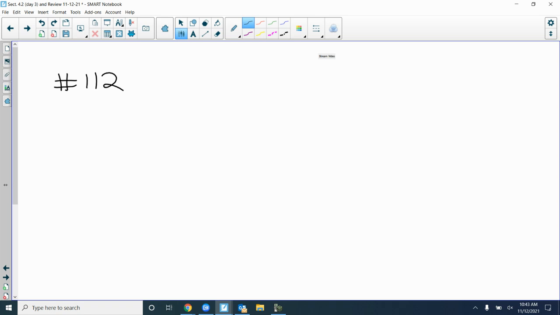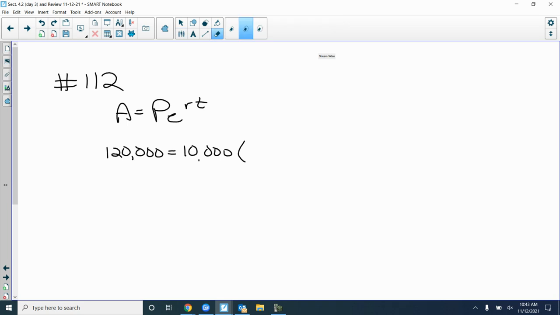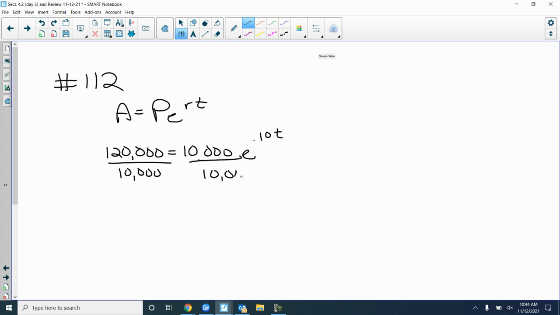24.85, right? Yep. So what's the amount? A equals P times e to the rt. We want to end up with 120,000, right? Yep. And we're starting out with 10,000. And then 10%, right? So now you've got to divide first. Divide by 10,000, and let me write it out. Divide by 10,000. Divide by 10,000.